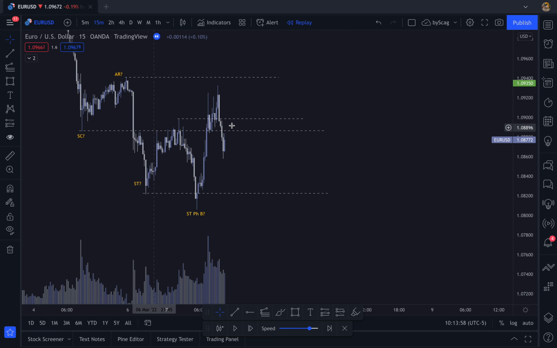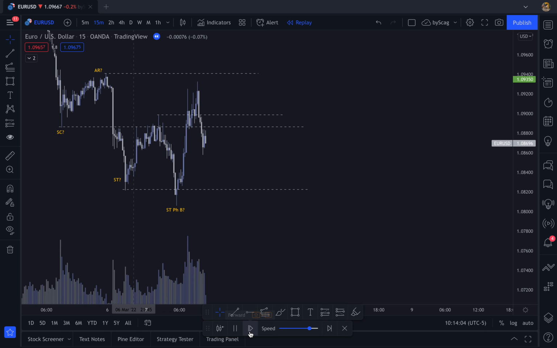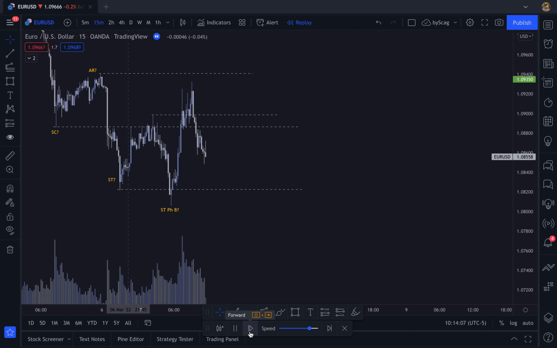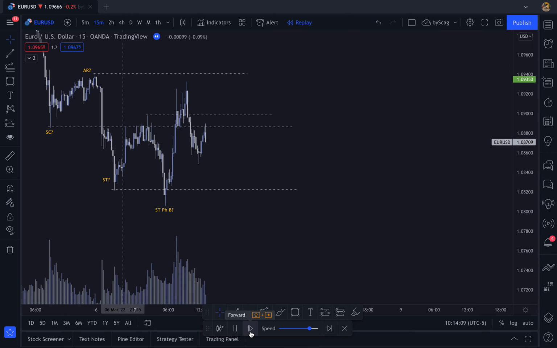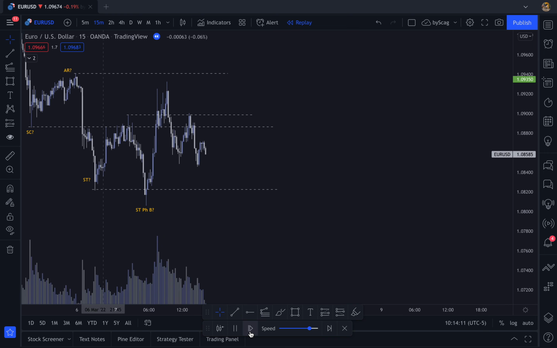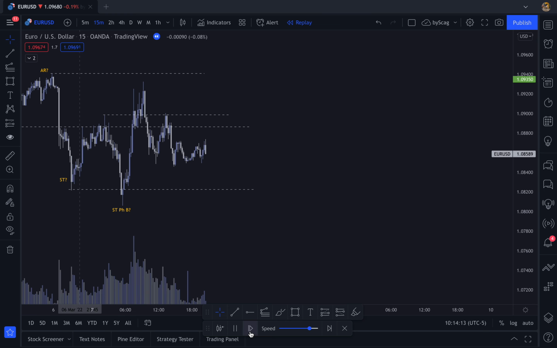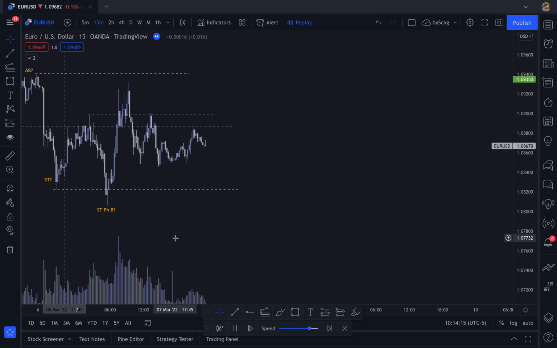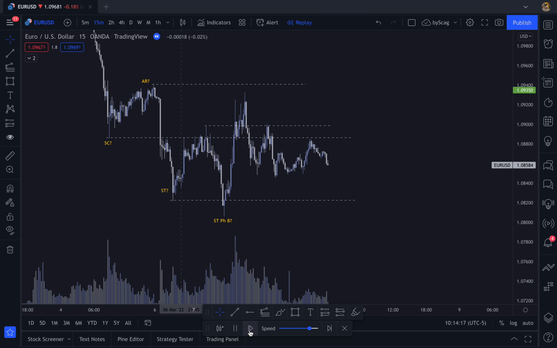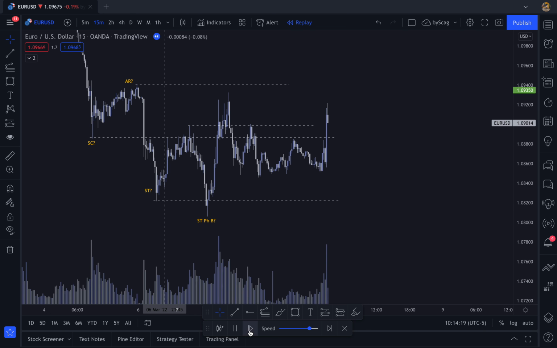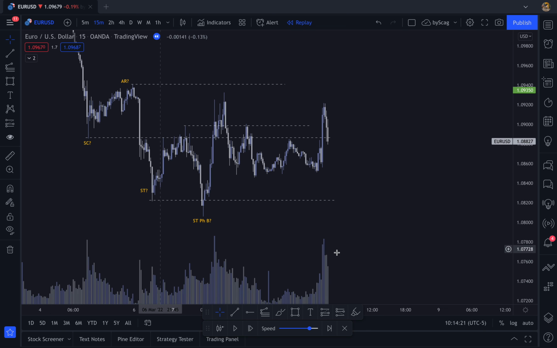Because if this is a phase B, we do still expect it to play around and work out that remaining supply and demand. So no real trades yet. We just let price do its thing. We know phase B can be very choppy, so we're not expecting too much to happen here. Like I said, it's very choppy. Let me just move this over, and we're starting to look for anything.